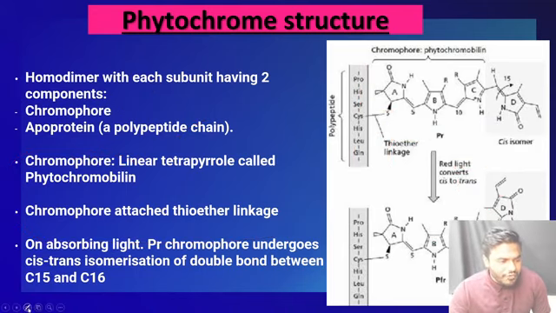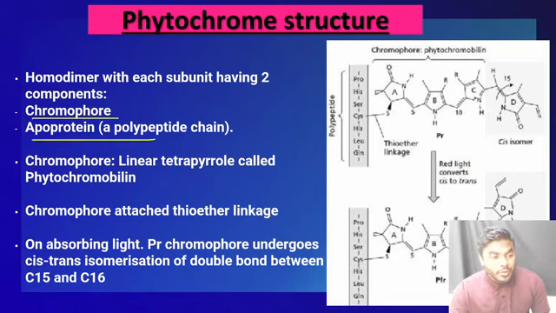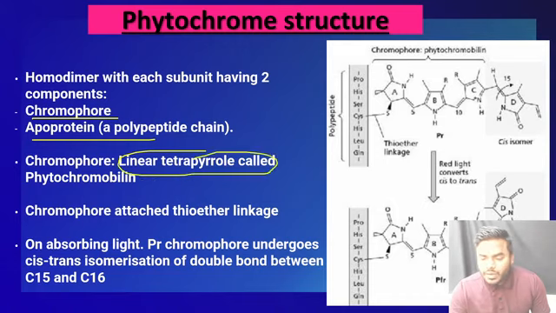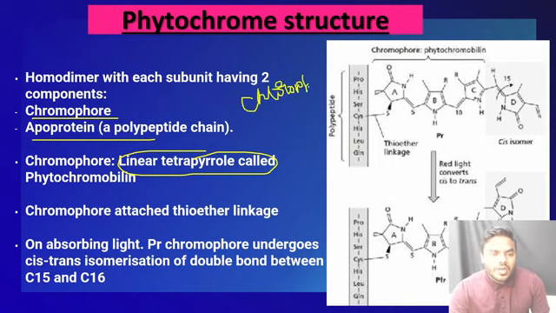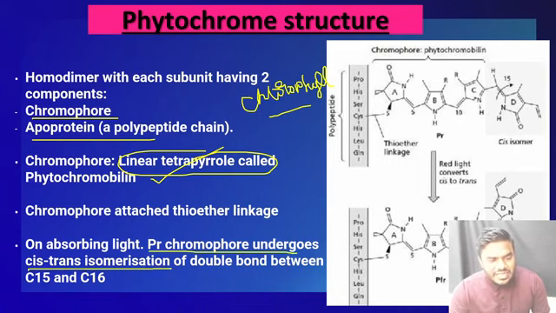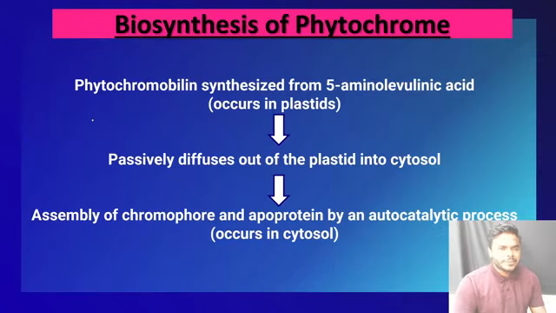What you have to remember from the exam point of view is what they are actually made up of: chromophore and apoprotein. Chromophore is the linear tetrapyrrole. It is not a closed tetrapyrrole. If you quickly recall, friends, chlorophyll has what kind of structure? Closed tetrapyrrole. But here, linear tetrapyrrole. Very simple. So the PR chromophore undergoes cis-trans isomerization at the 15th carbon and 16th carbon, and it is converted into PFR form. Very simple point. Majorly remember these two points.